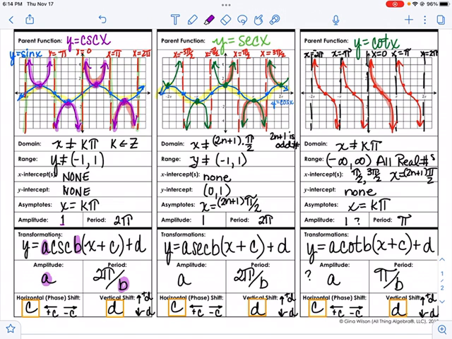And then the c is going to give you the translation. So if the c down here is plus c or minus c, then plus c you move to the left, minus c you move to the right, and you guys know that. And then the d, plus d, you move up, and minus d, you move down. And the c and the d are the same on all of these. The secant, if you notice, I have the yellow is the cosine graph highlighted.